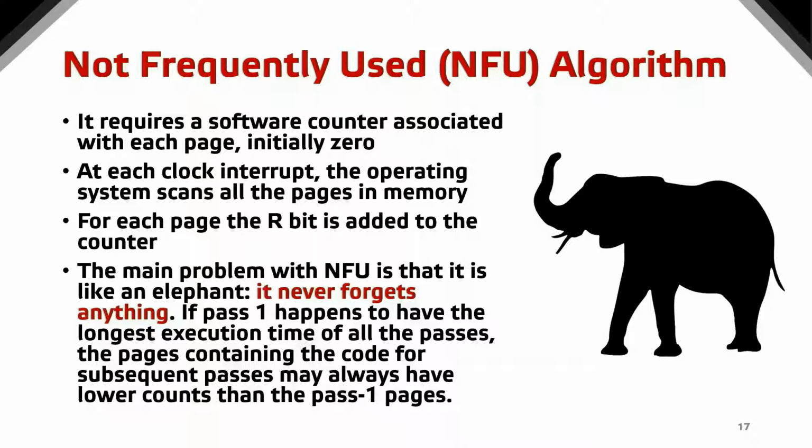The main problem with not frequently used is that it's like an elephant, it never forgets anything. If pass 1 happens to have the longest execution time of all the passes, the pages containing the code for subsequent passes may always have lower counts than the pass 1 pages.